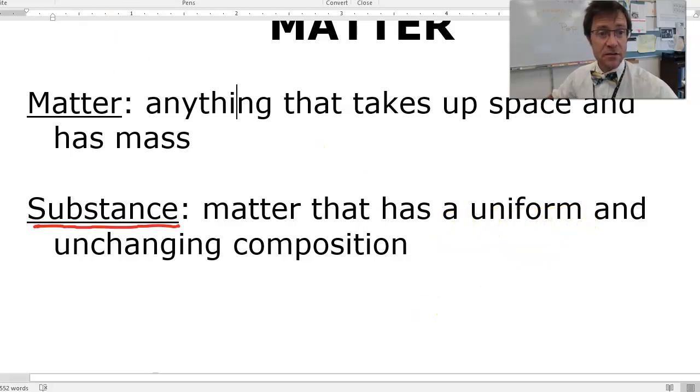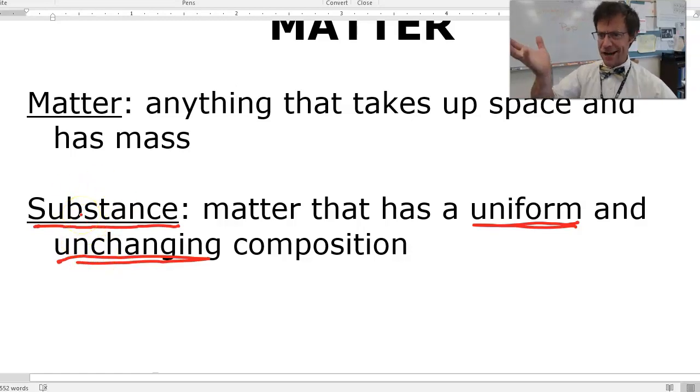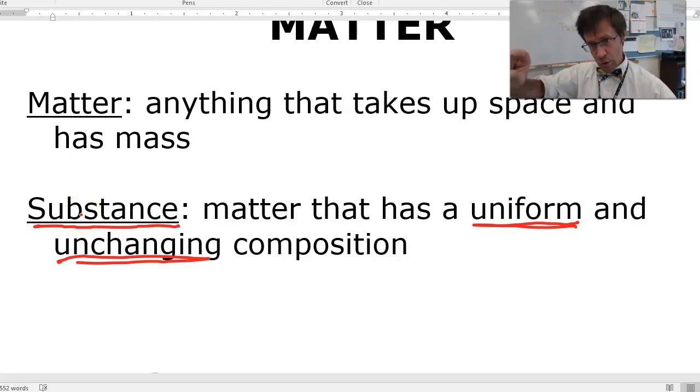Now these are some specific words. Uniform means the same, right? Like a military uniform. Everybody looks the same. And unchanging composition. In other words, when we set down a substance, it remains that substance. You get a block of, I don't know, what's a substance? Sugar? Great. You have a big sugar cube. If you put it on the shelf, it doesn't spontaneously turn into a banana, right? It just is what it is.